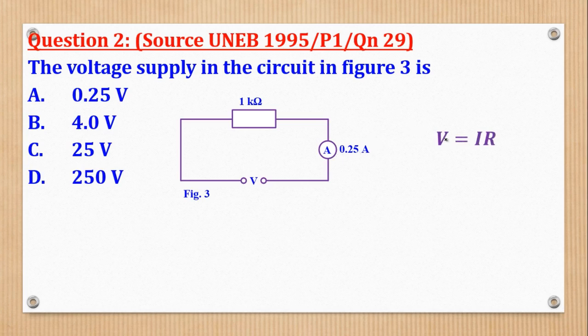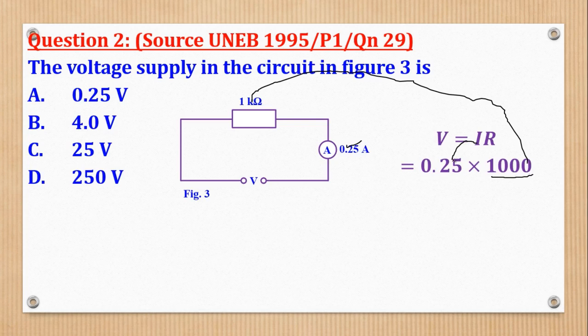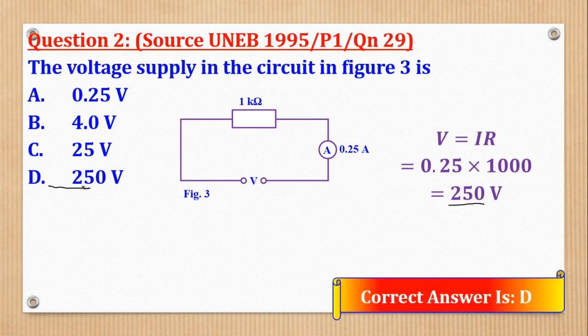So you quote our formula, then we substitute. Now in substituting, you should remember that current should be in amperes, which is okay, and resistance must be in ohms, but this one is in kilo ohms. So what do we do? We have to multiply by 1000 to come up with 1000 ohms. So 1 kilo ohm is equal to 1000 ohms. That's why we are putting 1000 here. When you multiply, we shall come up with 250 volt. That means that option D is the correct answer.